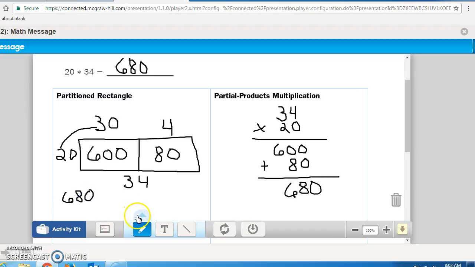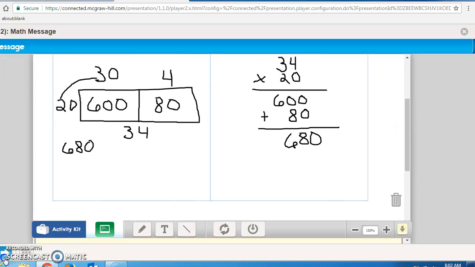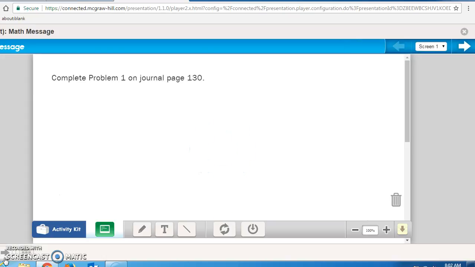Now let's go over and look at the partial products multiplication. I line them up, 34 times 20. And I ask myself, what is 20 times 30? Remember, here again, that's not a 3, that's a 30 for 34. Well, 2 times 3 again is 6, and I add 2 zeros because this is 30 times 20 for 600. Then I multiply to the ones place, 20 times 4, which is 80. When I add those together, I also come up with 680. Either method I use is going to get me the answer that I need.